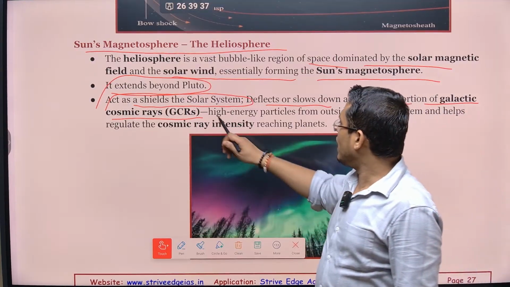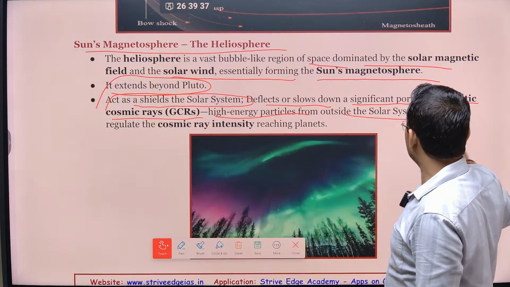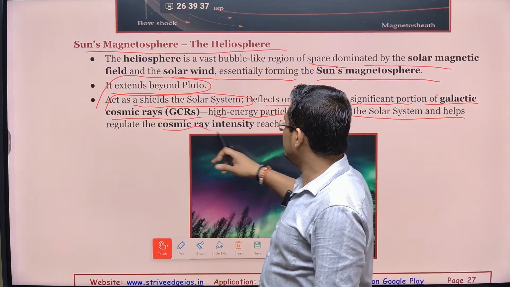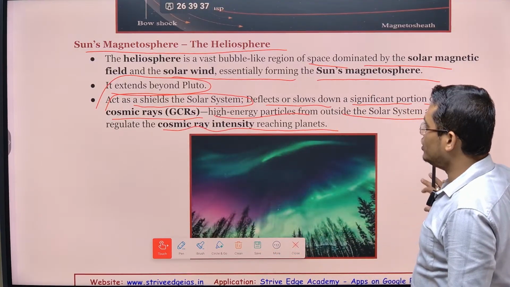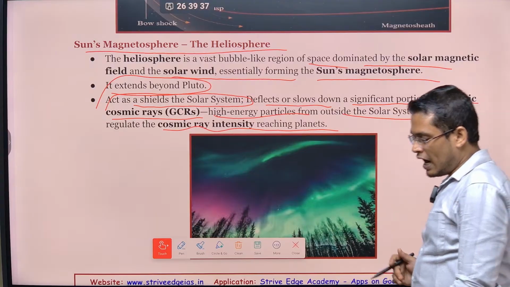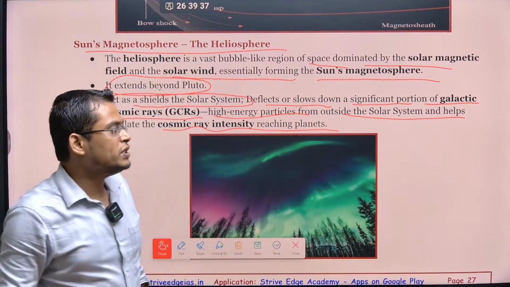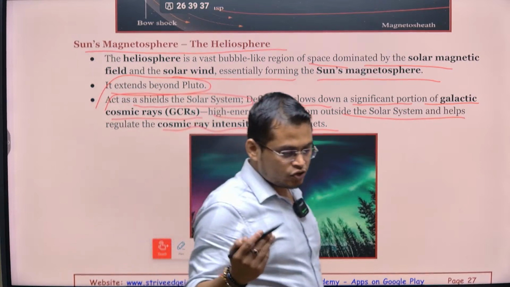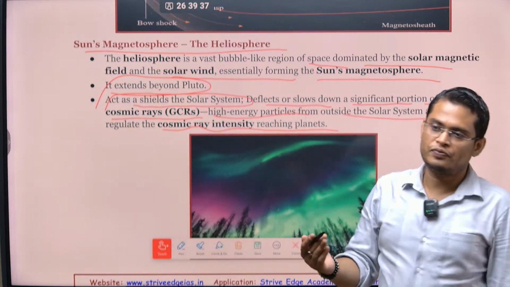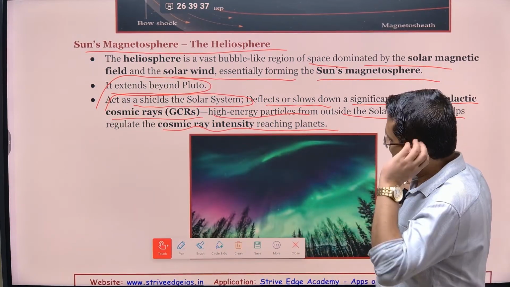So high energy particles from outside the solar system are regulated, which controls the cosmic ray intensity reaching the planets. Just like our Earth's magnetosphere, there is a heliomagnetosphere. Helio means related to the Sun. So anything related to the Sun is called helio.